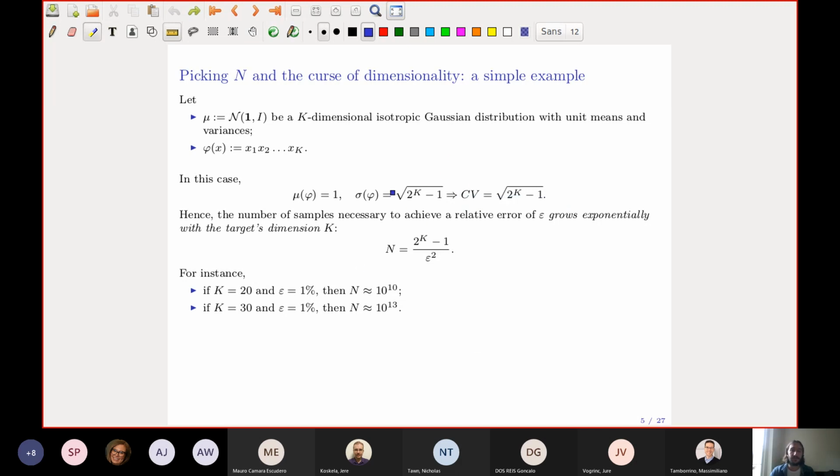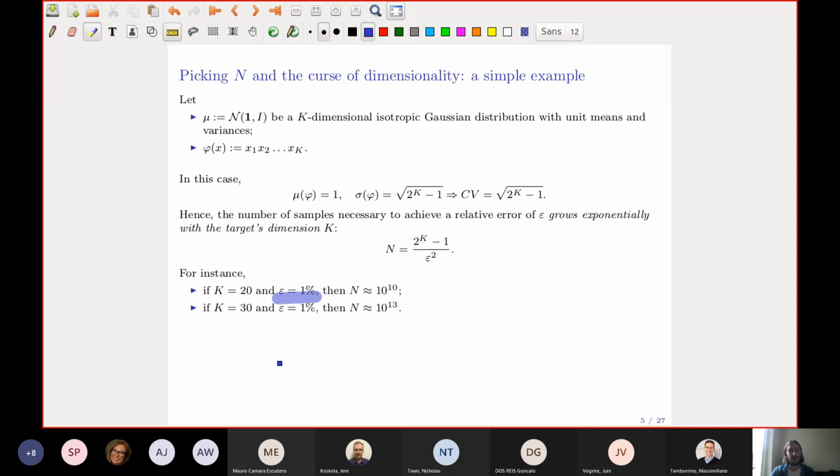And then if we plug this into the stuff from the slide before, we'll find that the number of samples n that we need to achieve a relative error of epsilon grows exponentially with k. It's like 2 to the k. And this should probably be quite concerning, right? It tells us something like, if we go up 3 dimensions, we need to generate 10 times as many samples to achieve the same relative error. And you plug in some numbers and you'll see how big this can get quite quickly.